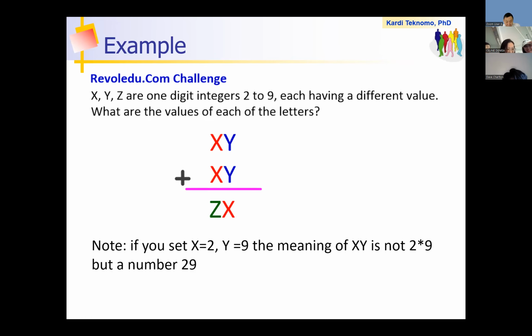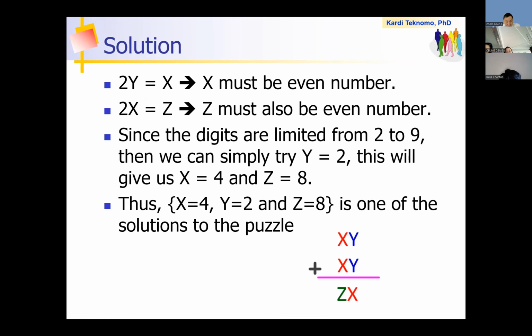So if you have 2y equal x, then x must be an even number, right? And then 2x equals z, then again z must be an even number, right? So then the digits are eliminated from 2 to 9. You can try y equal 2, x equal 4, then z of course becomes 8. So this is one of the solutions of this puzzle.